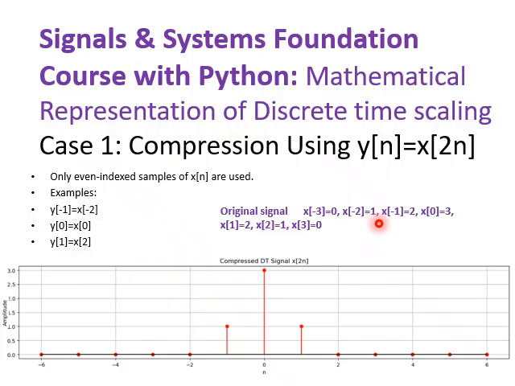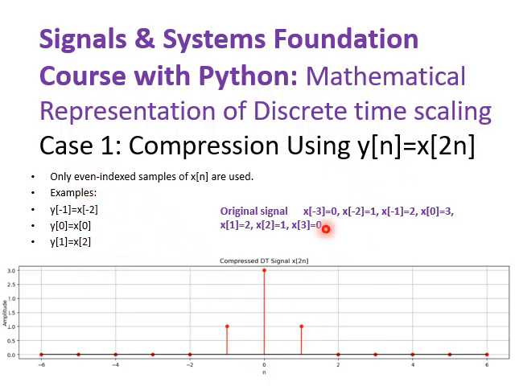Now for your convenience, I have rewritten the input signal here. So x of minus 2 just has the value of 1. Similarly, y of 0 is x of 0. And similarly, y of 1 will be equal to x of 2. So you see, we get only 3 samples if we scale it by a factor of 2.